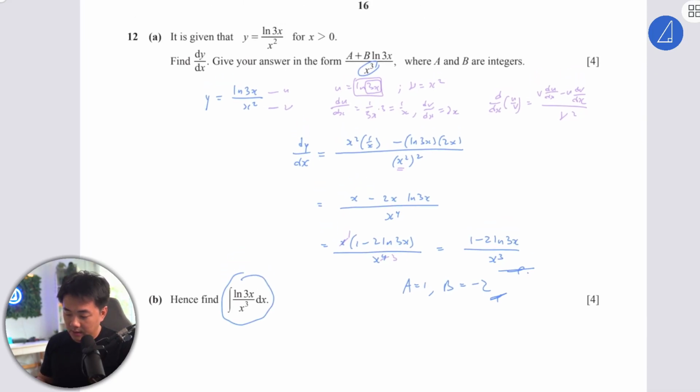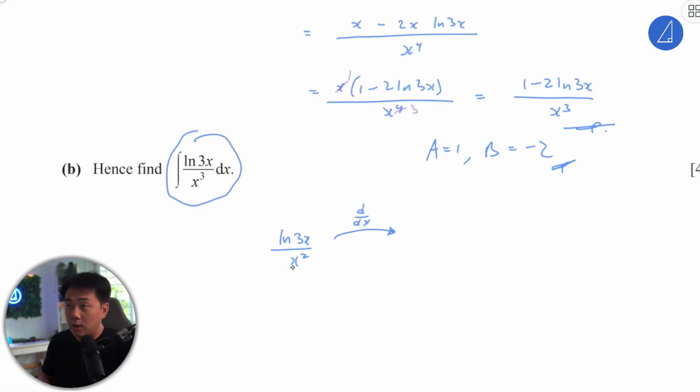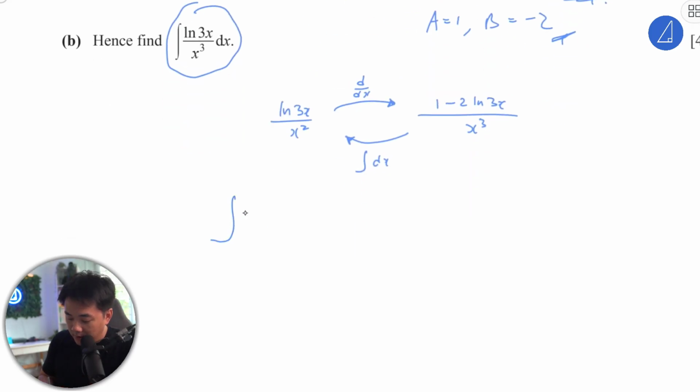What we need to understand is that once we differentiate this, we'll get this expression. So I'll just write this down. When we differentiate the previous part, we'll get this as the derivative. So the question now is, how do we get back this expression here? We just write this as the integral, right? We get back this, so you just start off by writing this out.